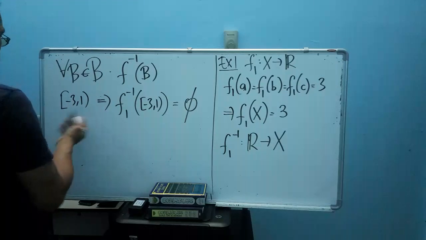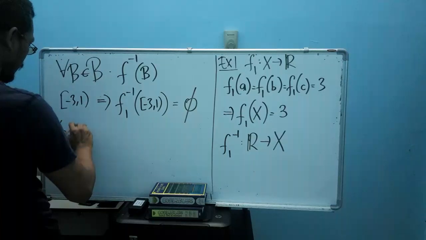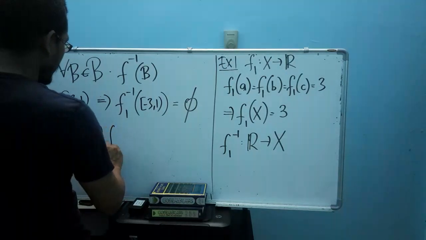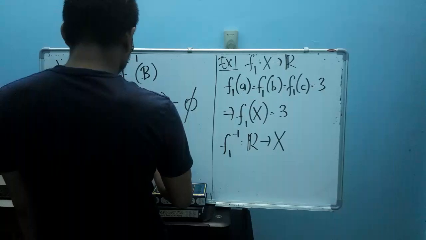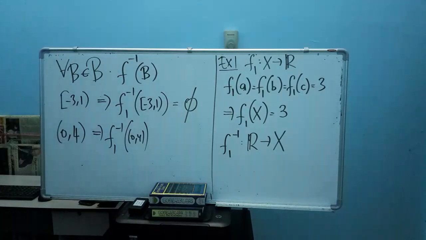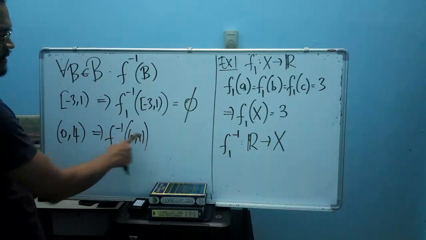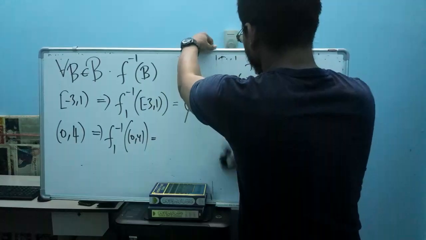Now let's consider another such interval, such Borel set. For example, I will consider 0 and 4. Let's consider this pre-image, this inverse function here. In this Borel set, in this interval, does it contain 3? You have 3 inside of this interval, right?